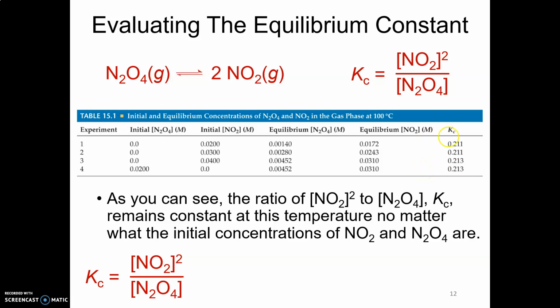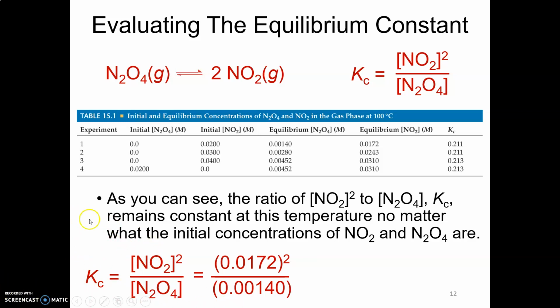But how are they getting this K? Well, they're essentially just plugging in some numbers. So let's take the first numbers from the first experiment. Here is my concentration of NO2 at equilibrium. You do not put initial concentrations in K. K is literally called the equilibrium constant expression, or this entire thing, Kc and the fraction.